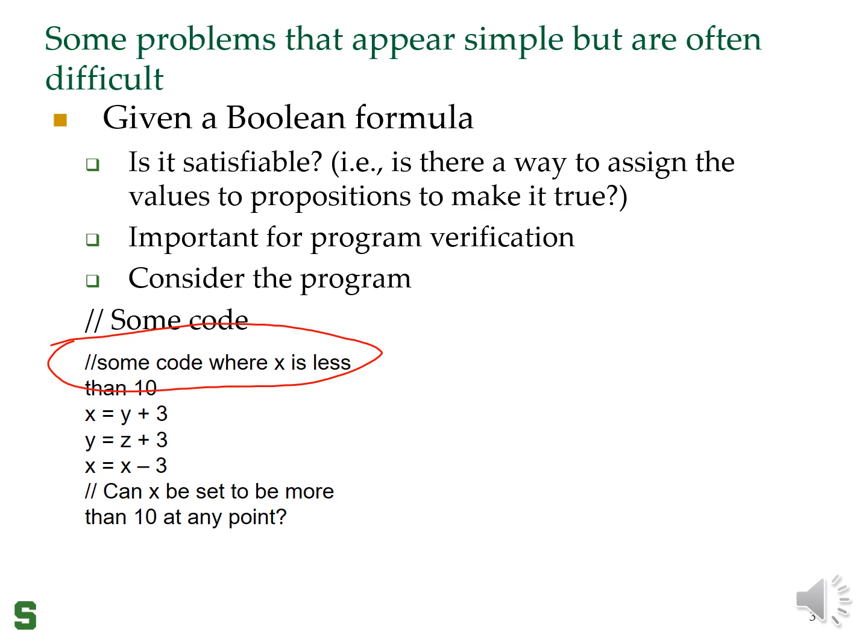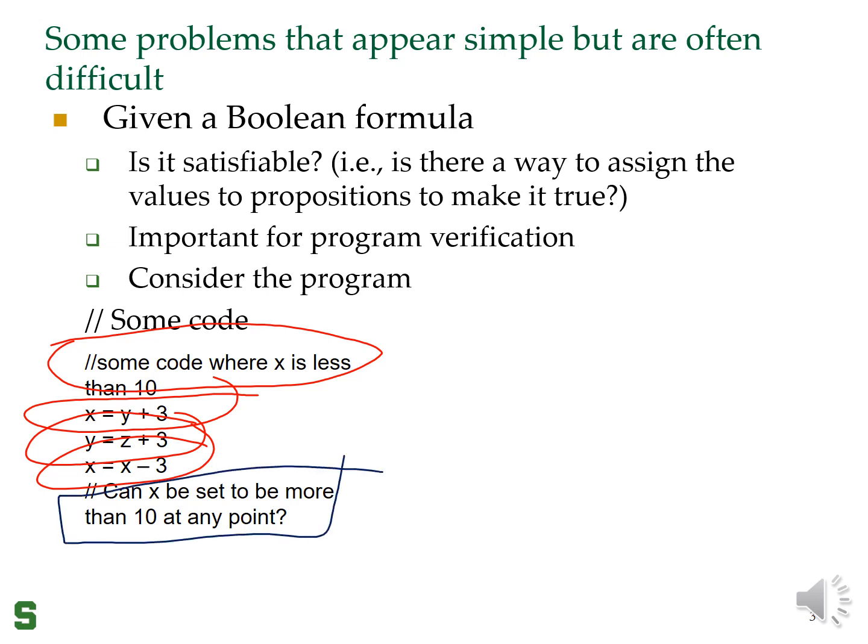of x is less than or equal to 10. Less than 10. Subsequently, we have some code. It sets x is equal to y plus 3, y is equal to z plus 3, x is equal to x minus 3. And we would like to know at the end, can the value of x be more than 10 at this point?